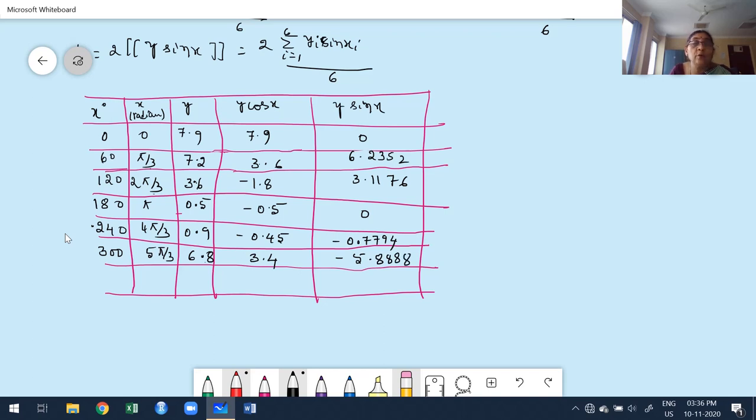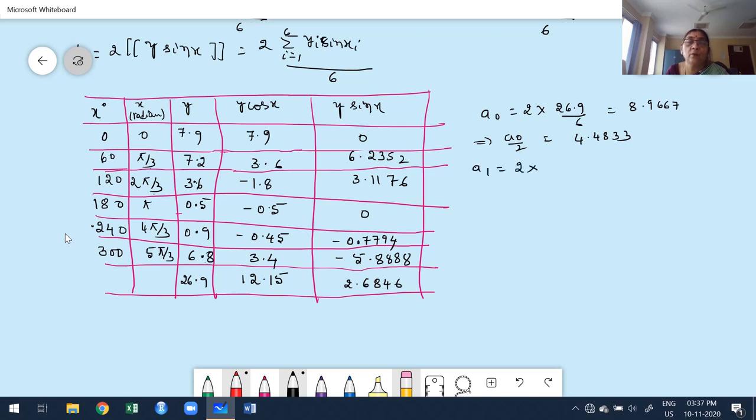Now take the total of y. Total of y is nothing but 26.9. Total of y cos x is 12.15. Total of y sin x is 2.6846. Now find out the corresponding a naught, an, and bn. What is a naught? 2 into sigma yi, that is 26.9 divided by 6. Simplify that, we get 8.9667, okay. And then that implies a naught by 2 is nothing but half of this value, 4.4833.